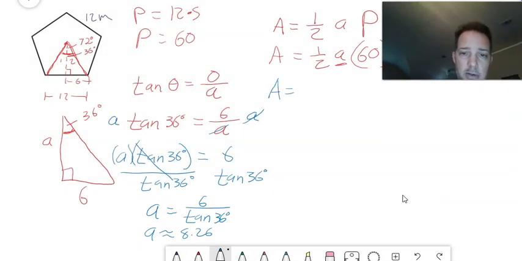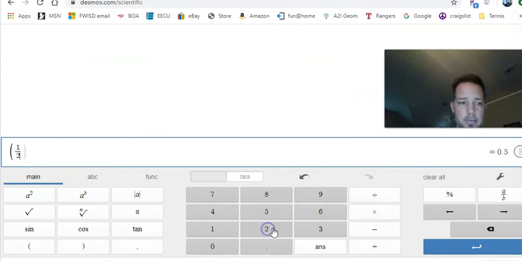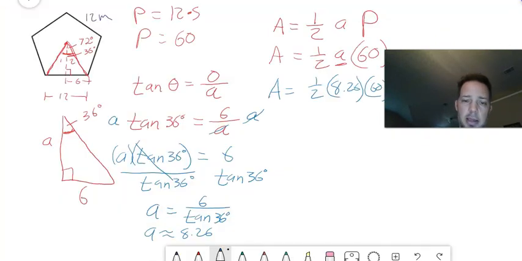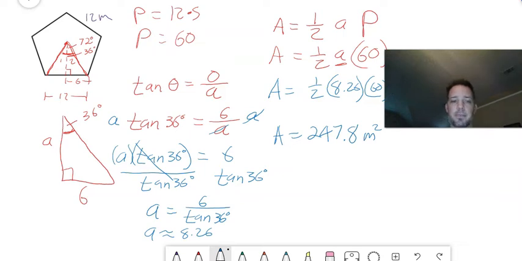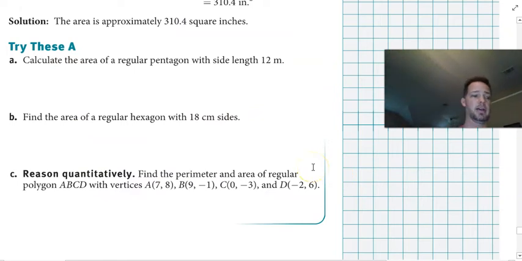So area equals 1/2 times 8.26 times 60. Now we can plug that in our calculator. 1/2 times 8.26 times 60 equals 247.8 on that one. So we get the area 247.8, and area should be in square units, so meters squared. Okay, let's go back and try another one. So we just got 247.8 meters squared.